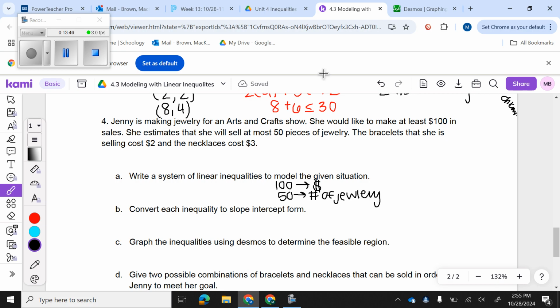All right, so the bracelets she sells cost $2 and necklaces are $3. Well, that's all about money, so I'm going to have 2x plus 3y. That tells me that a bracelet is x and a necklace is y.